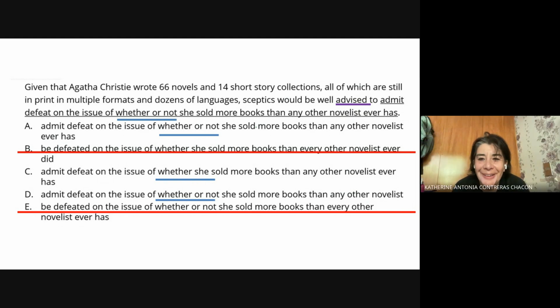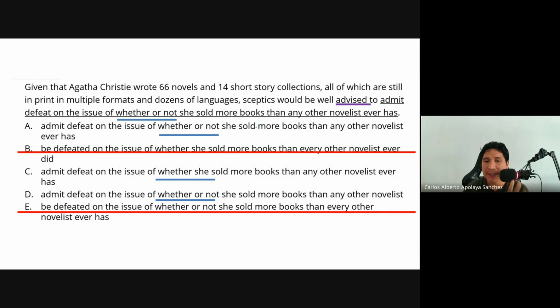This is the structure. So does it make sense for you? Do you say, "Oh, give up, it doesn't matter if she sells more books or not"? Does it make sense? No, it doesn't make sense. You say, "Hey, give up" in a different situation. But with whether or not, this is not the case in this part. The meaning, understood? You got it.